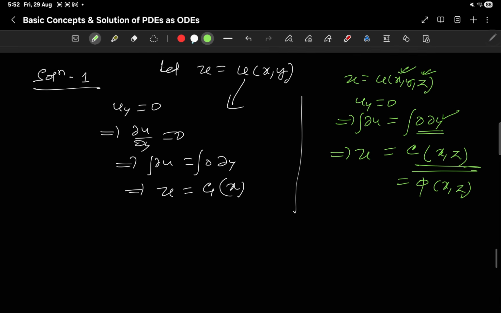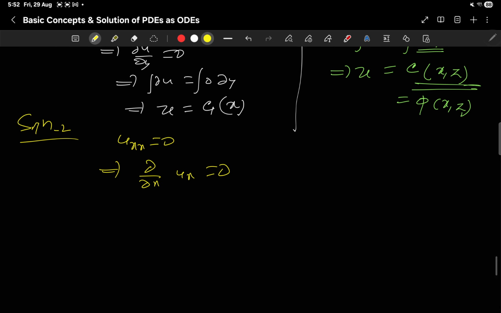Now coming to the solution of question number 2. So solution 2: uxx is equal to 0. What does it mean? Del by del x of ux is equal to 0, the twice derivative of u. So that means here del ux is equal to 0 del x.